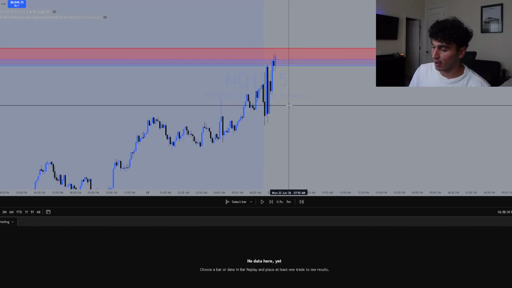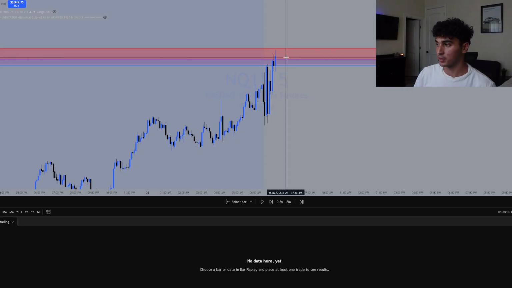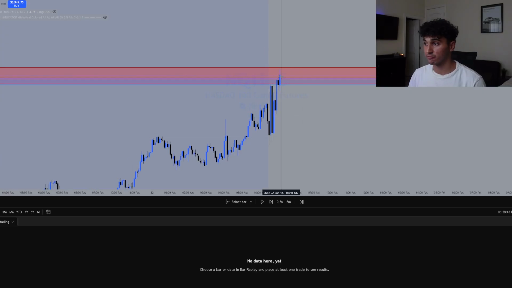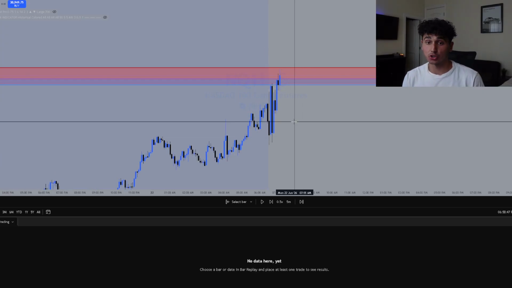Now we're on the 5-minute. Another thing we want to see is we want to see price fail to break above that supply zone. Because what that exactly means, if it fails to break above, it shows that those sellers are active within those zones.